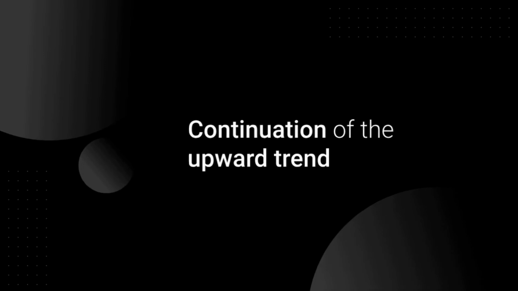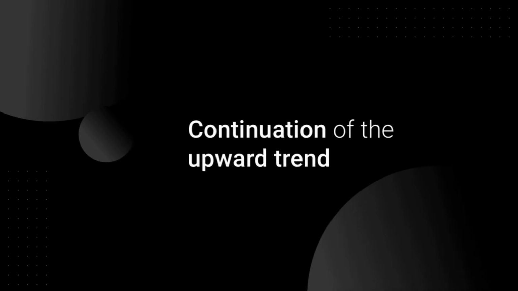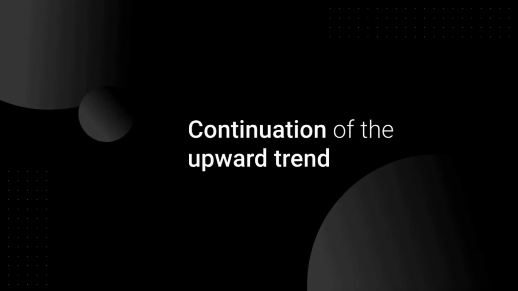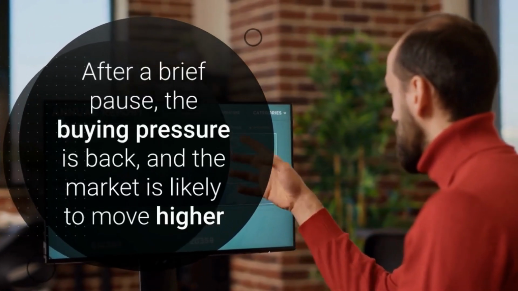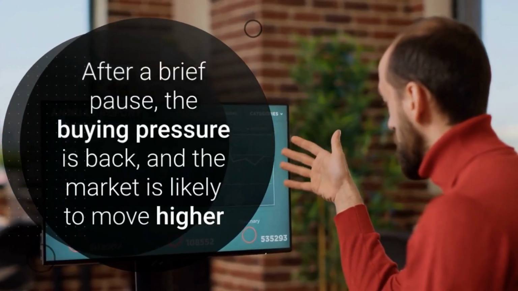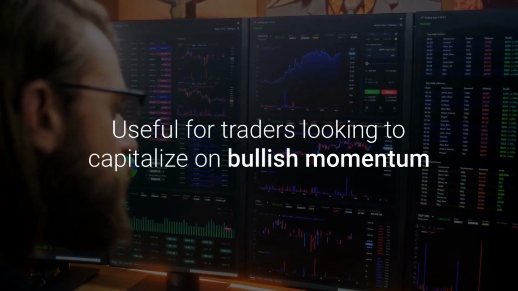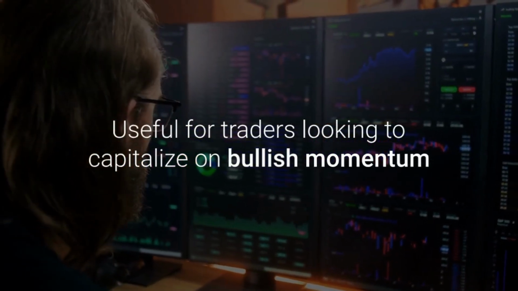The mat-hold bullish pattern is significant because it suggests a continuation of the upward trend. It indicates that after a brief pause, the buying pressure is back, and the market is likely to move higher. This pattern is particularly useful for traders looking to capitalize on bullish momentum.